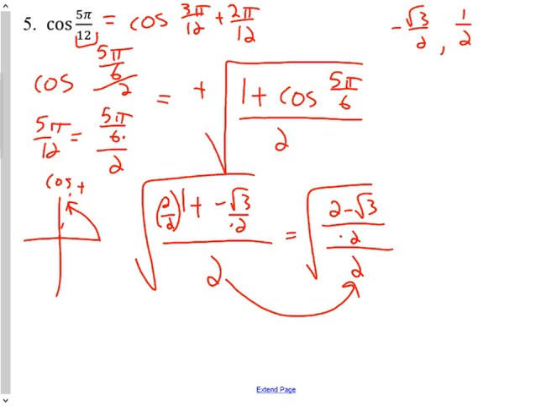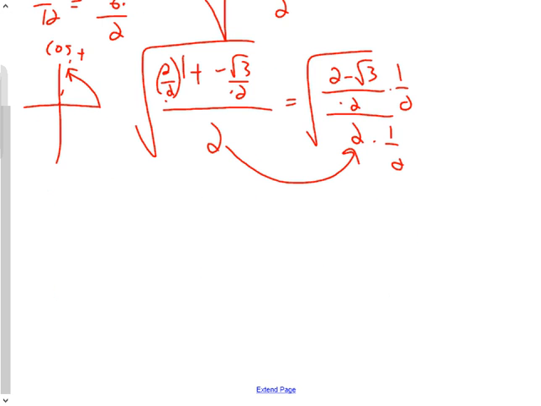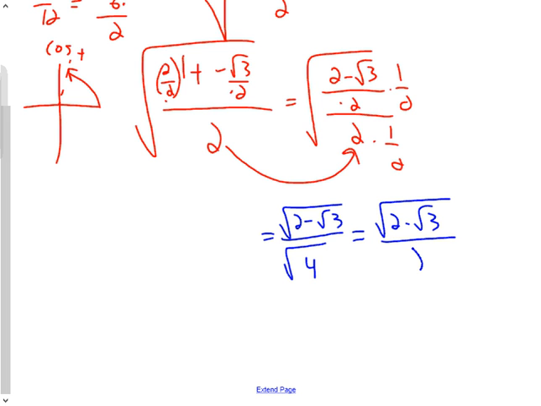And again, this 2 is from here and here. Times it by half on top and bottom, and then distributing it, right? To get us, we've got square root. I'm just going to split it up to square root of top, square root of bottom. We've got 2 minus root 3 in the numerator, square root of 4 on the bottom, giving us 2 minus square root of 3 all over 2. So square root of 2 minus square root of 3 all over 2.